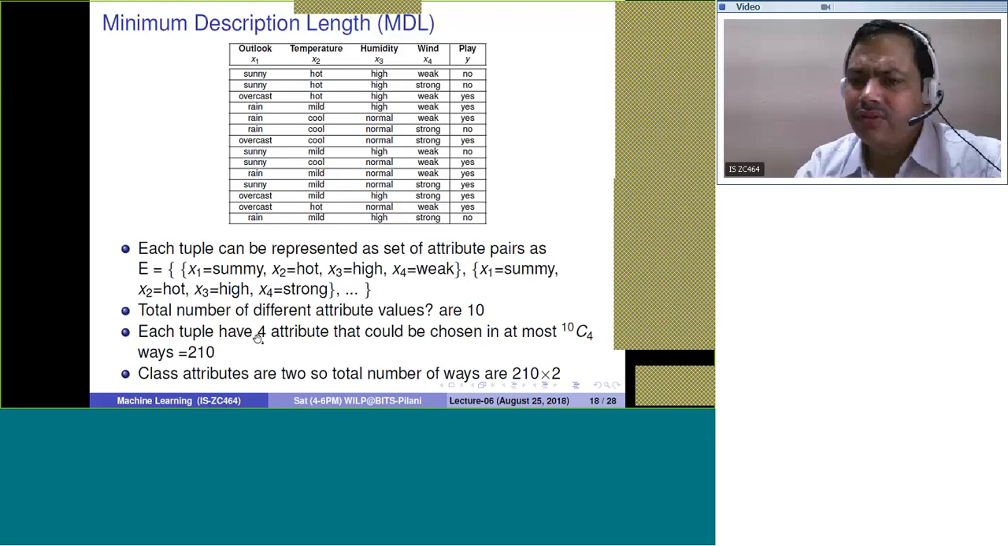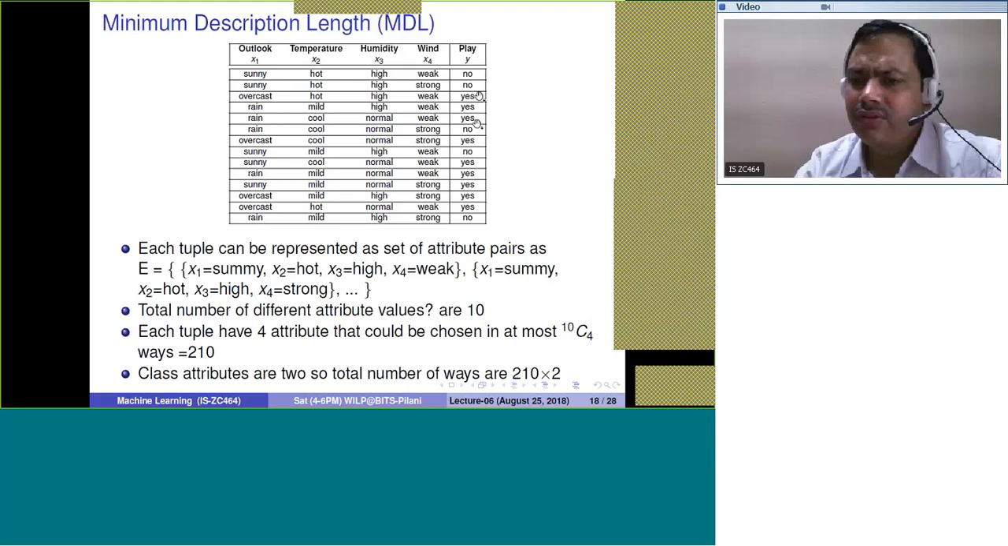So each tuple has 4 attributes that could be chosen at most out of 10 things. Let's assume that I put 10 things somewhere, and to create one tuple you have to choose 4 of them. So how many ways can you choose? 10C4 ways, 10C4 different tuples you can create, and it comes out to be 210.